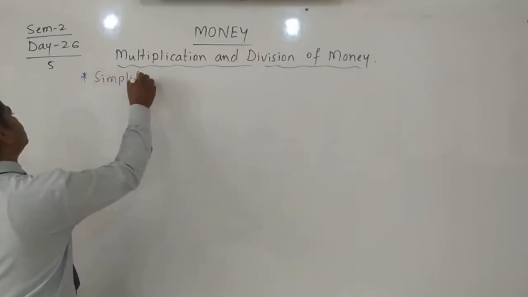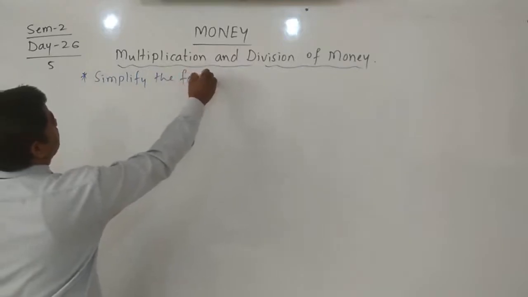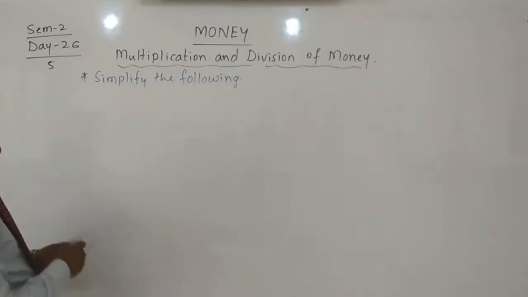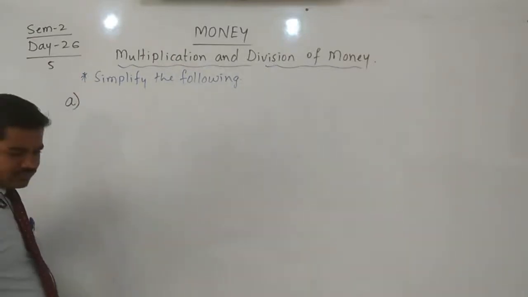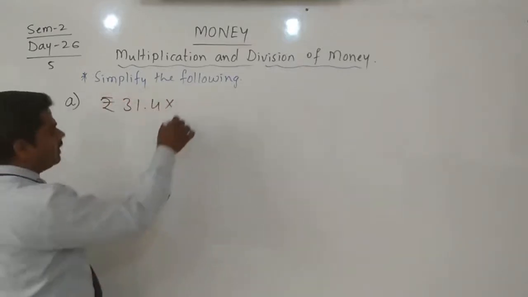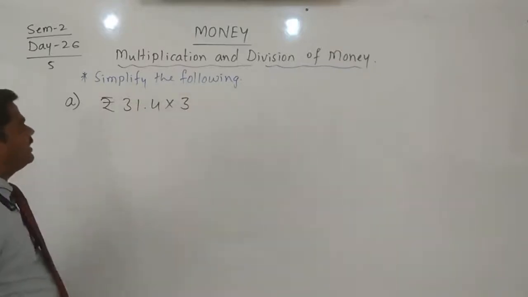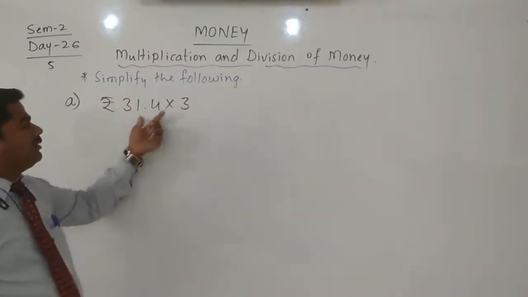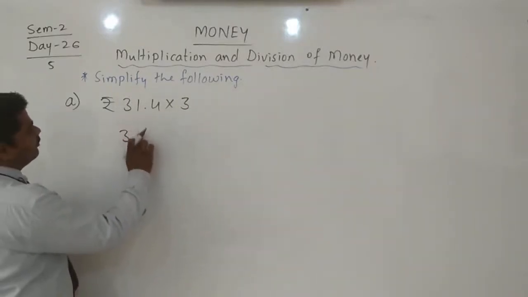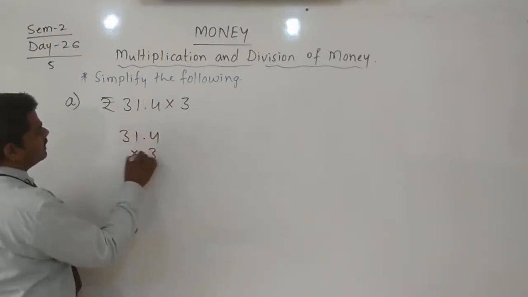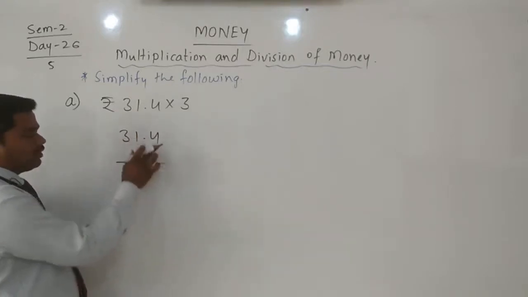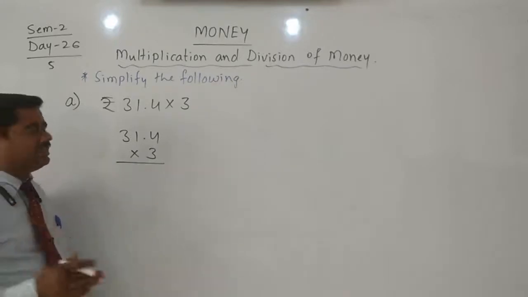Simplify the following. You should write all these neatly in your notebook. In this one, 31.4 rupees is multiplied by a natural number, 3. It is a very easy multiplication of a decimal number by a number. Then we can write 31.4 into 3. Normal multiplication method only. You don't bother about the decimal point; later we will place the decimal point.